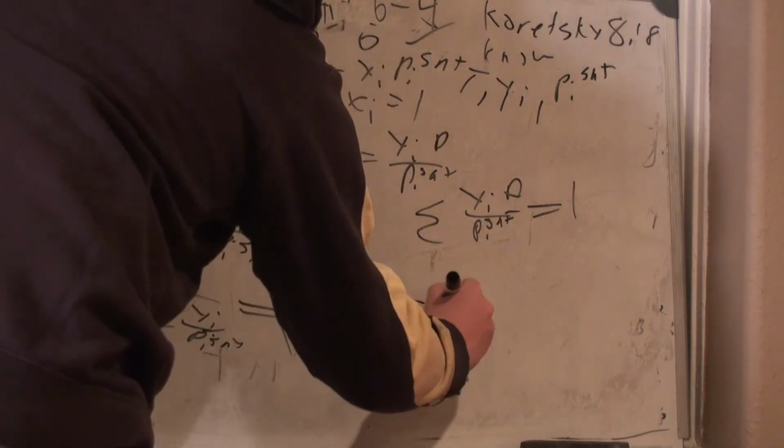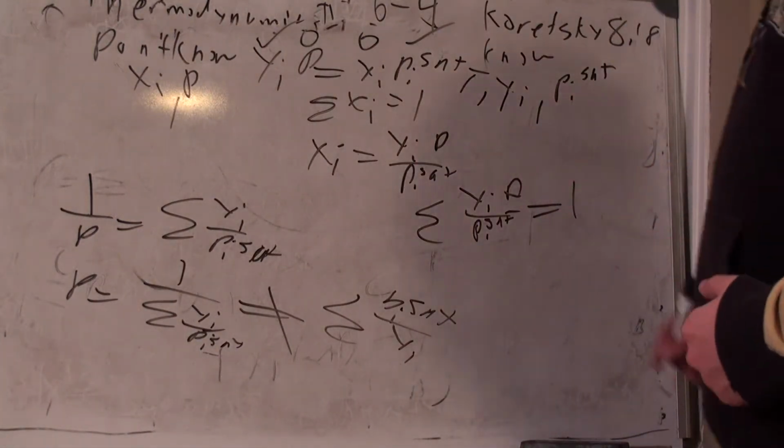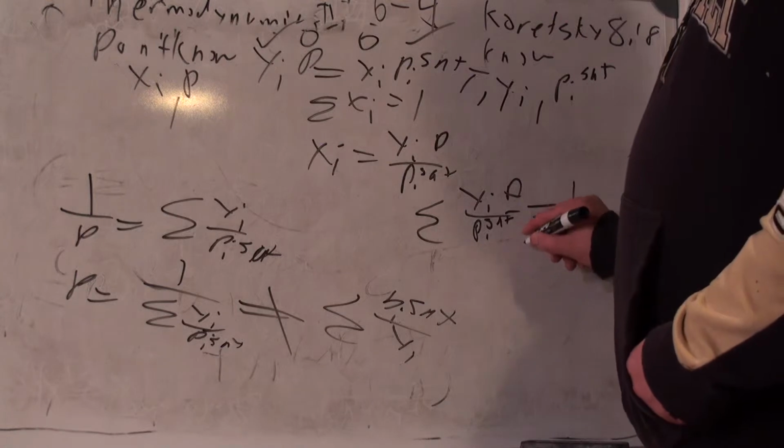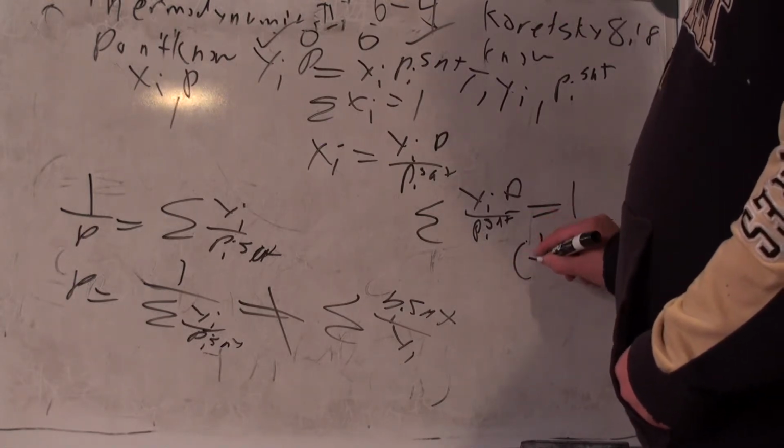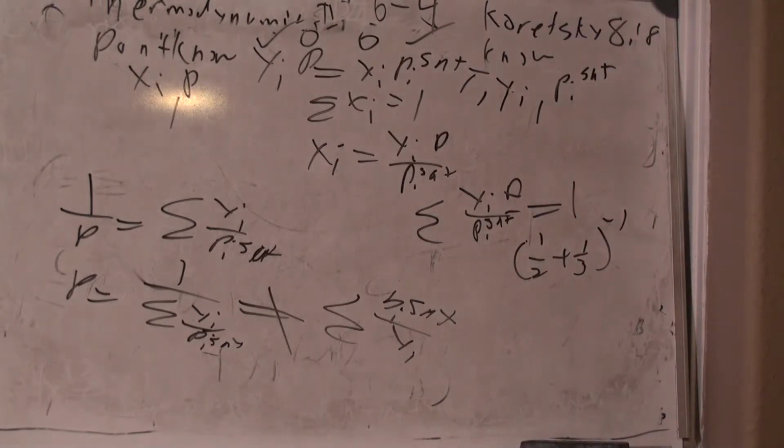Okay. This is not equal to the summation of Pi sat over yi. That's naughty math. I can't do that. It may look like I can do that, but I can't. Why? Well, because it's a summation. I have additive terms. The inverse of 1/2 plus 1/3 is not 5. It may look like it's 5, but it's not 5. And I better not make it 5 or else I'm going to get in big trouble.